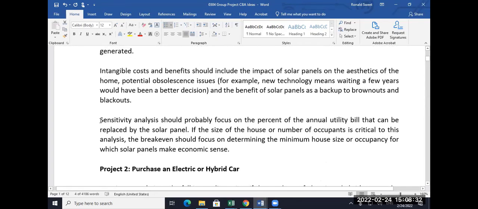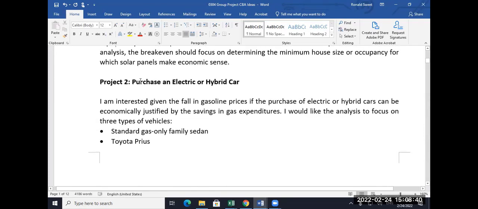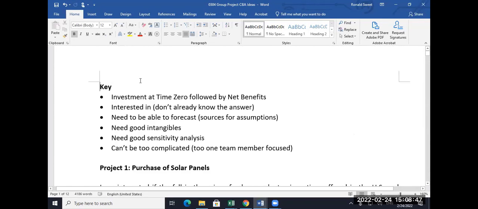And when you read some of these analyses, sensitivity analysis should probably focus on the percent of annual utility bill that can be replaced by the solar panels. Purchase an electric or hybrid car, electric vehicles. Right now, I think this still works, but it's getting tough.